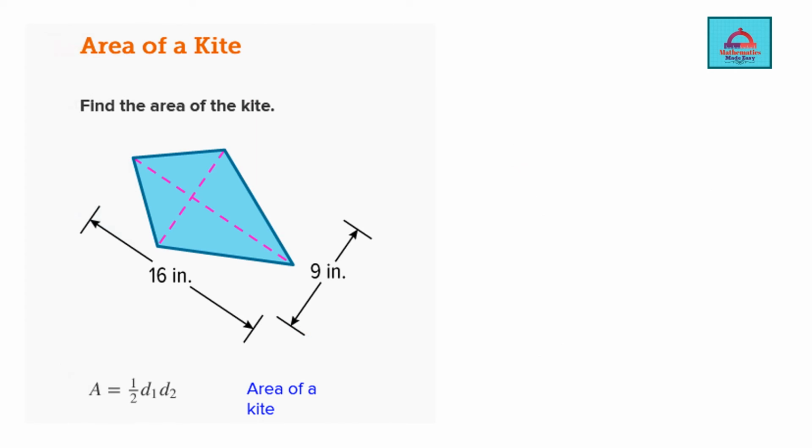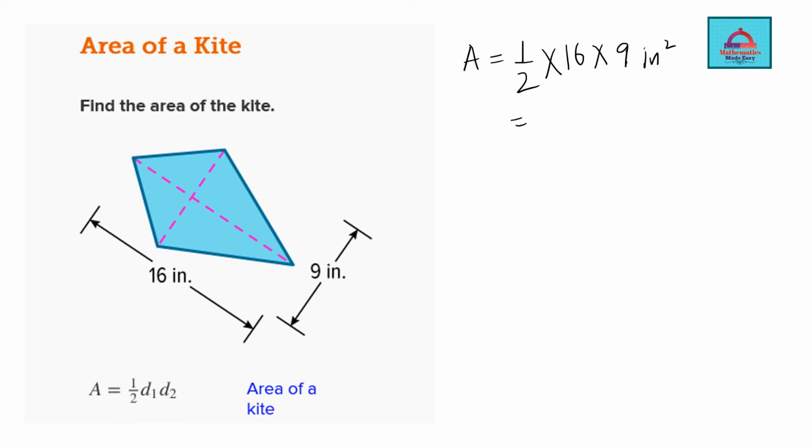Now the area of a kite. Now, this is a very simple question because you're already given the length of the diagonals. One diagonal is 16, the longer one, the smaller one is 9. And the formula you all know is 1 by 2 product of diagonals. So just multiply 16 with 9 inches square.